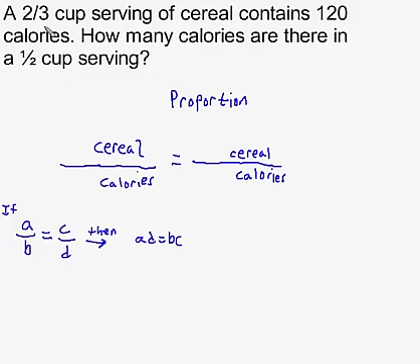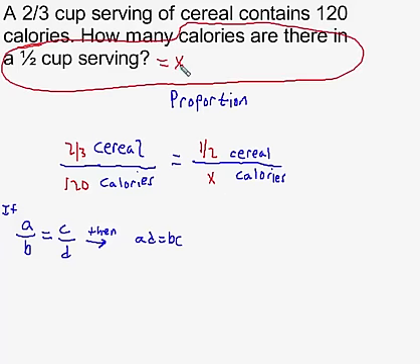So first they say you have a 2/3 cup serving of cereal. So we have 2/3 cups of cereal, and that contains 120 calories. The 1/2 cup serving of cereal would have the same proportion of calories, so we can set up a proportion. We need to know how many calories there are in the 1/2 cup serving of cereal. We don't know that, so I'm going to use the letter X to represent the number of calories in a 1/2 cup serving. So X is the calories there are in a 1/2 cup serving.